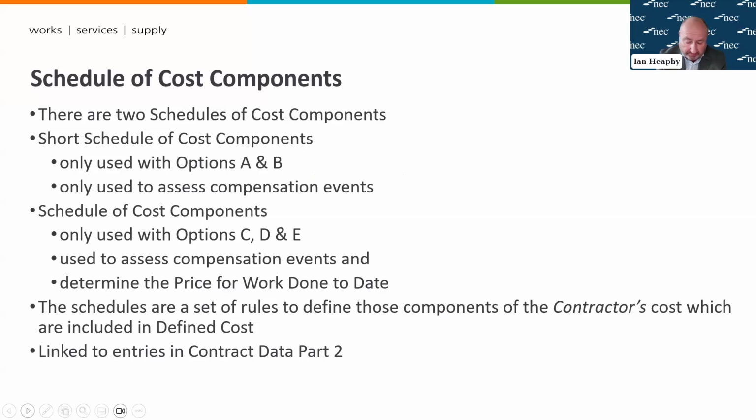I've already mentioned that we have two schedules of cost components. A short schedule of cost components is only used with options A and B, only to assess compensation events. We then have the schedule of cost components used with options C, D, and E, and that is used both to assess compensation events and to determine the price for work done to date. It's that schedule, that cost reimbursable payment mechanism, that we're going to concentrate on today.